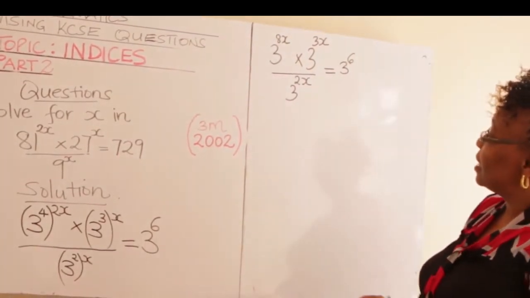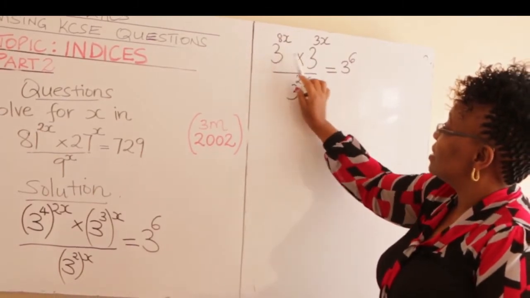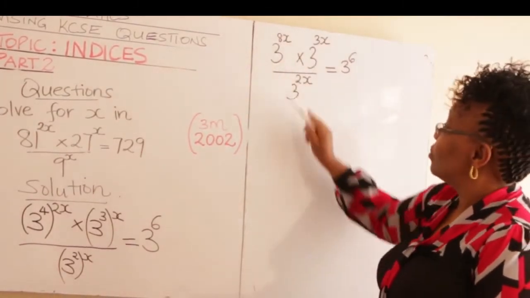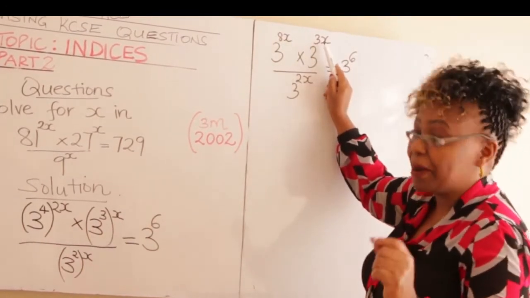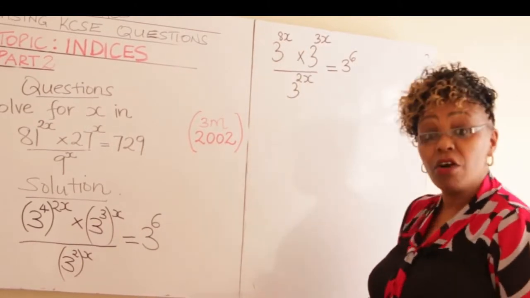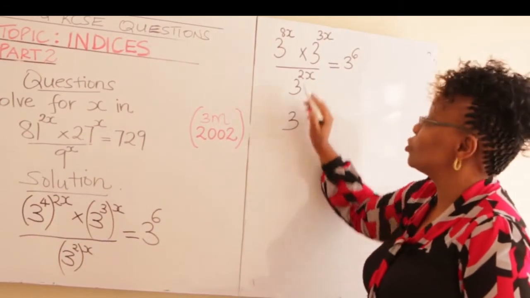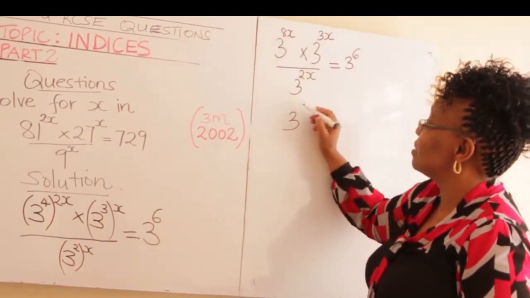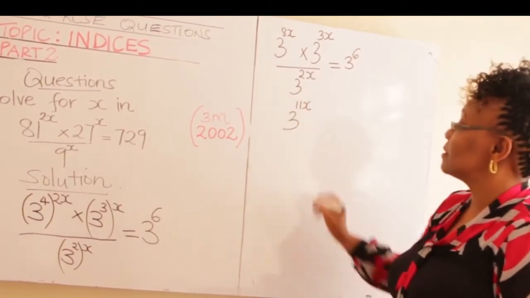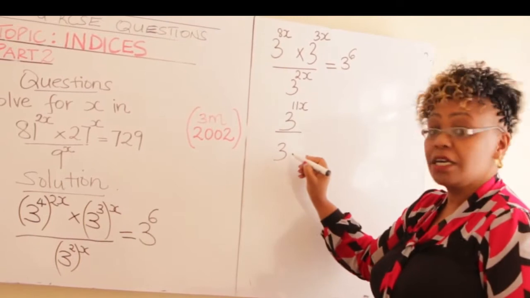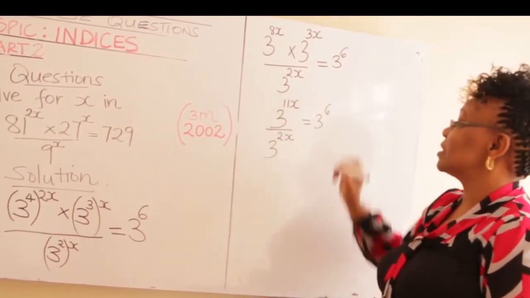Good. Then we now apply the first law of indices here. These are common bases and you are multiplying them. What do you do to the powers? You add. Remember, you add if you are multiplying common bases. And therefore this will be 3 raised to what? 8x plus 3x gives us 11x. So 3 raised to 11x, divided by 3 raised to 2x, is equal to 3 raised to 6.